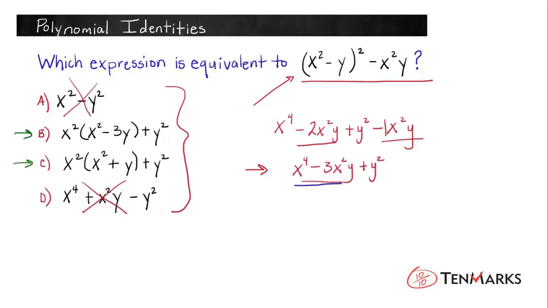If you factor out the greatest common factor in the first two terms, you'll have x squared times x squared minus 3y, and then bring down your plus y squared. And that's going to match answer choice B. Now let's take a look at one more problem that deals with polynomial identities.